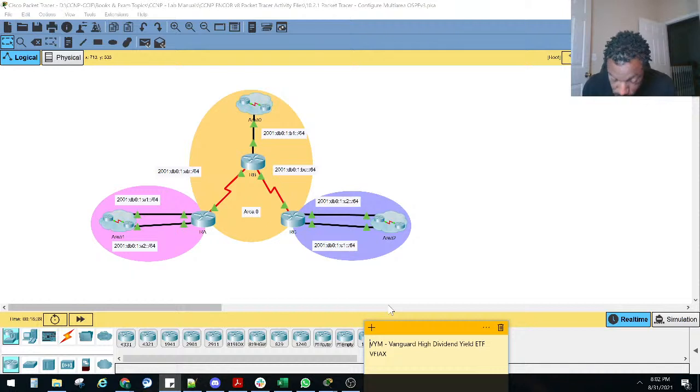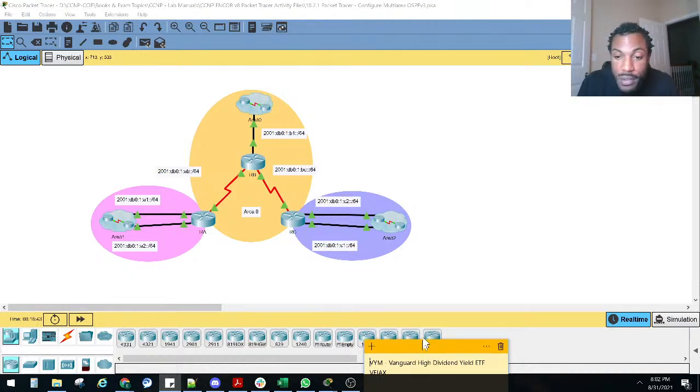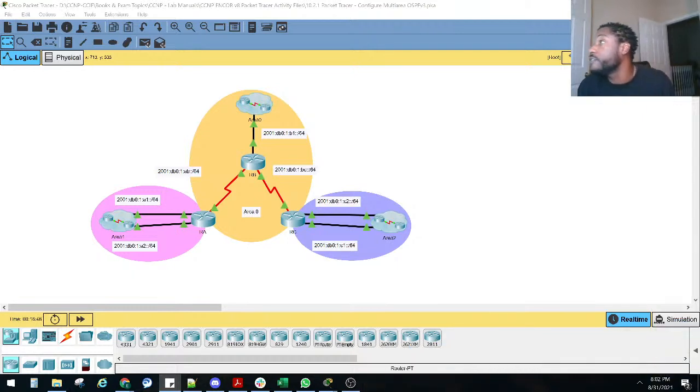This should be an easy one. This is going to be done in Packet Tracer. Yes, it is an ENCOR lab in Packet Tracer. If you have Cisco's lab manual, the CCNP ENCOR one, you'll see they added this as one of their labs. So yes, it is a CCNP level lab, but it's fairly simple.